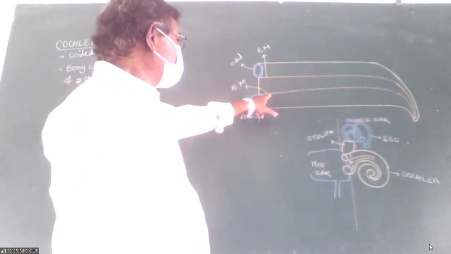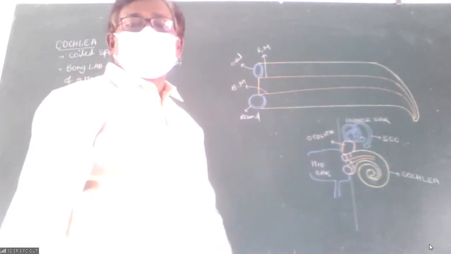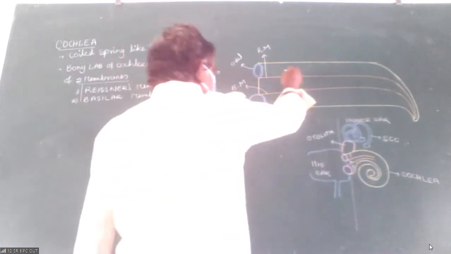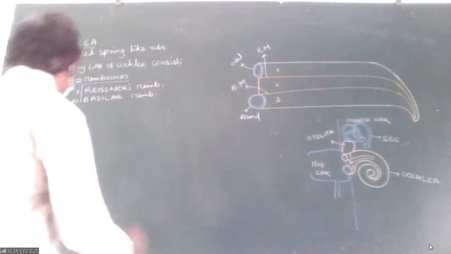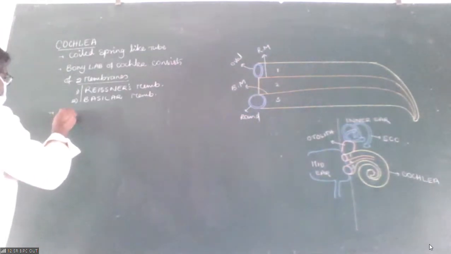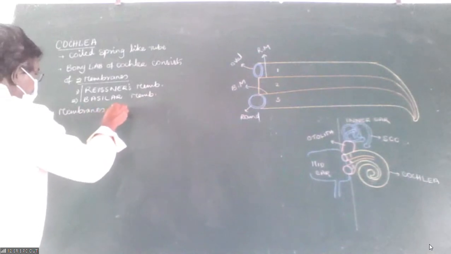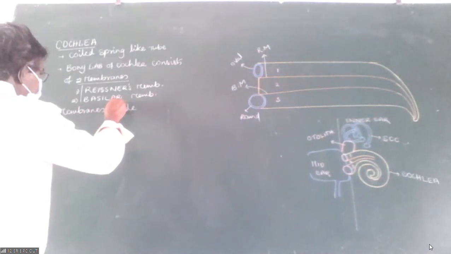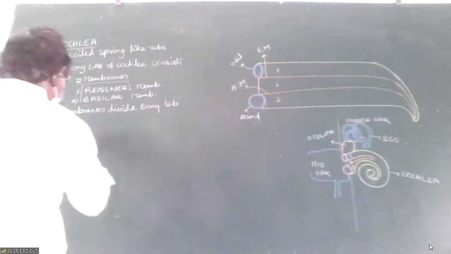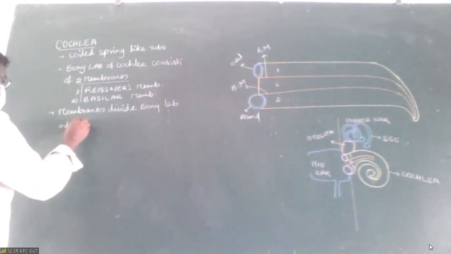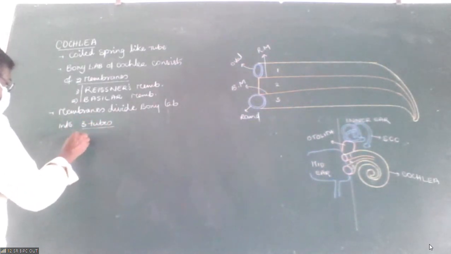Reisner's membrane and basilar membrane divide the cochlea into three channels or three tubes, number one, number two, number three. So therefore, the membranes divide the bony labyrinth into three tubes. And what are the three tubes here?